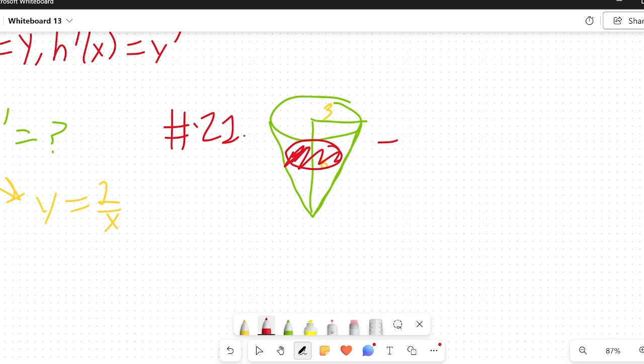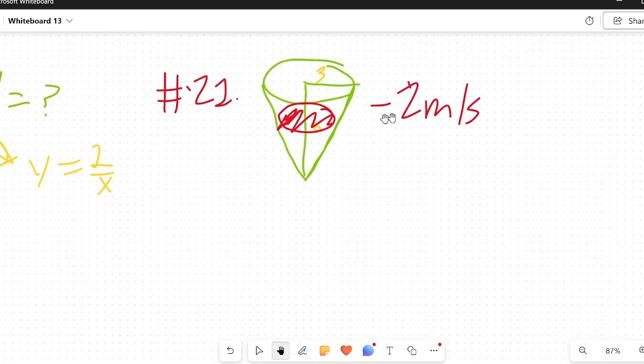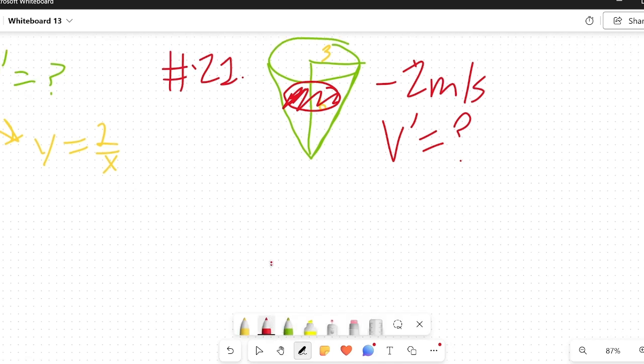Actually, just to make this more convenient, let's say the height is decreasing at -2 meters per second. So what is the rate that the actual volume is decreasing at? In order to do this, we're going to say volume equals, remember, for a cone, volume equals pi over 3 multiplied by r squared times height.